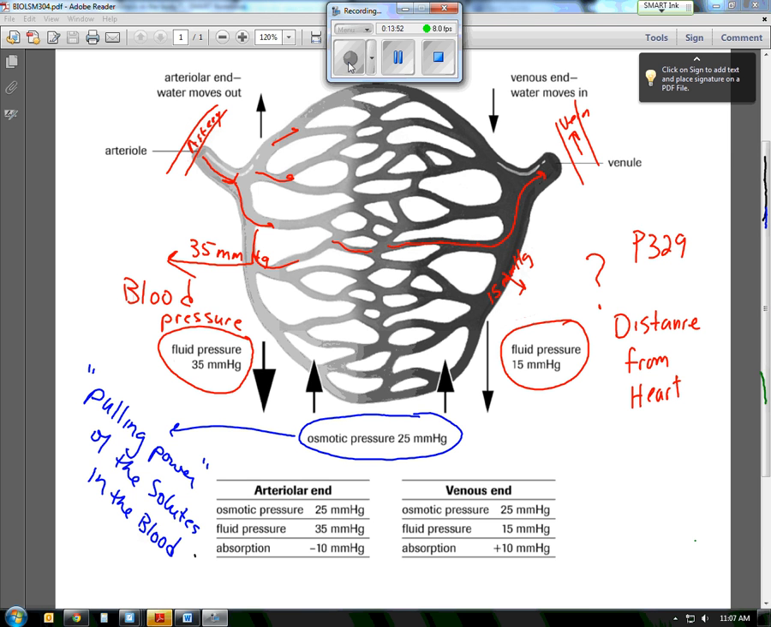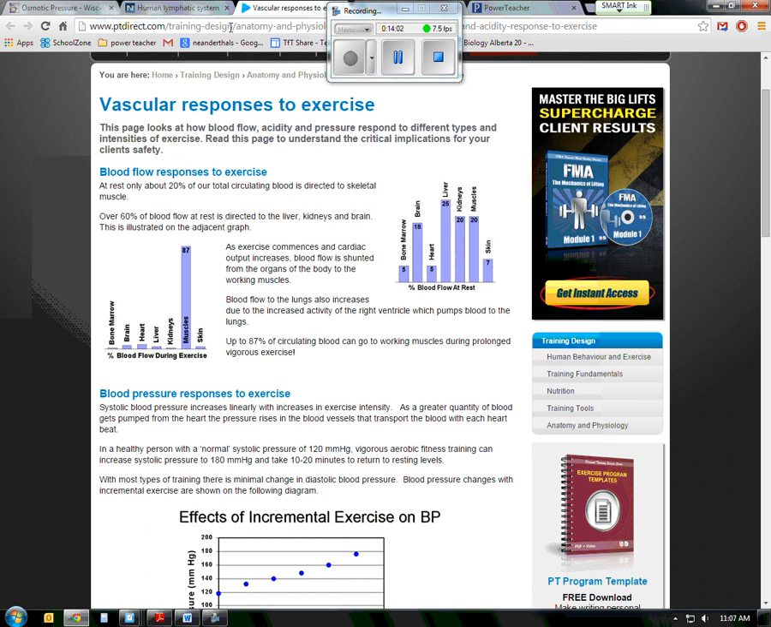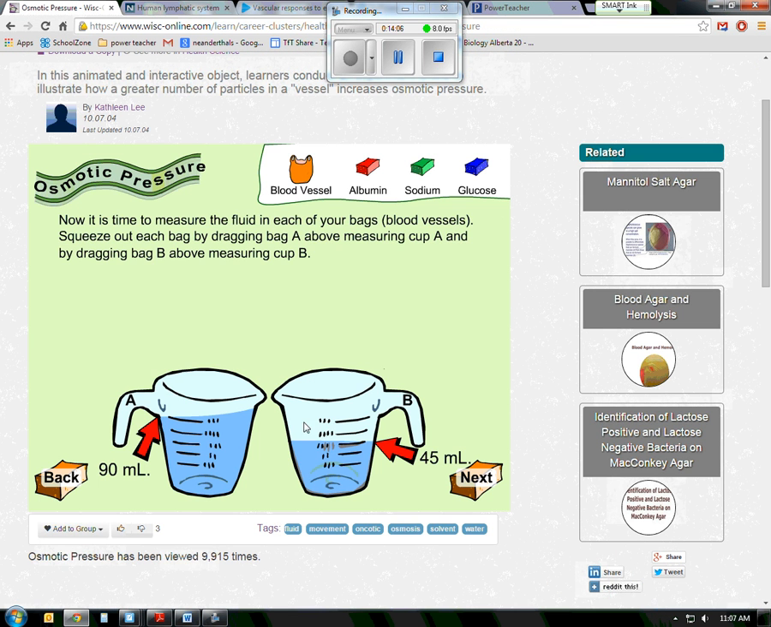So this little interactive video might help you understand osmotic pressure. So I'm just going to close this a minute, close that a minute, and let's go to this.